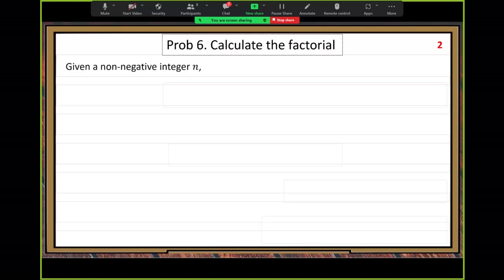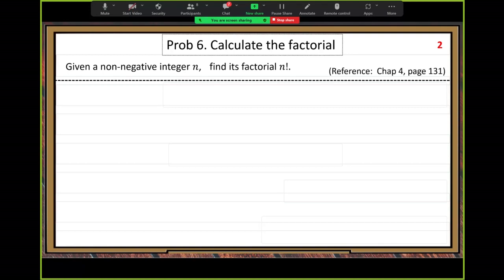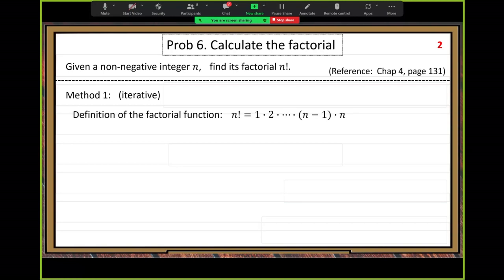Given a non-negative integer n, find its factorial, n factorial. This is a very simple example. Method 1, iterative. Then method 2, we convert it to a recursive way. For iterative, we just apply the definition of factorial directly using a for loop, right?